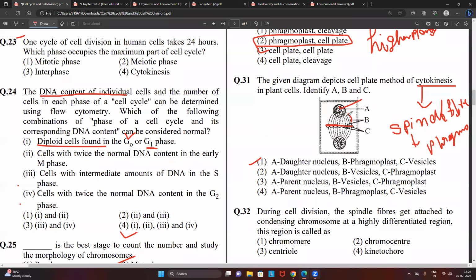So A will be the daughter nucleus. B, they are showing spindle. For some time they will persist, acting like a phragmoplast. C will be the vesicle. What is that vesicle? The vesicles are only Golgi vesicles, because they are forming the cell plate. Answer is 1.